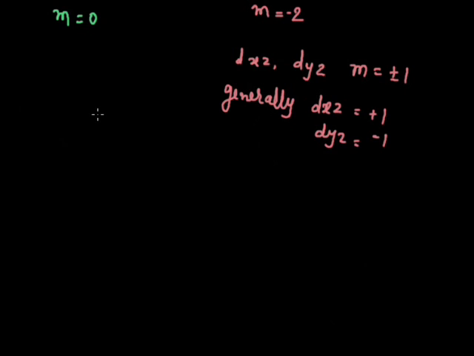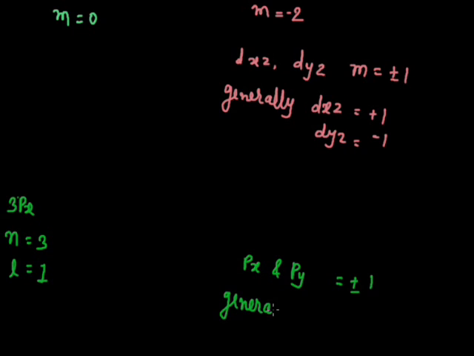The next question is 3px. n will be 3. In this question we are talking about the p subshell, and for the p subshell, l will be 1. Generally for px and py the value of m is plus minus 1, but generally px stands for plus 1 and py is equal to minus 1. So for px, the value of m will be plus 1.